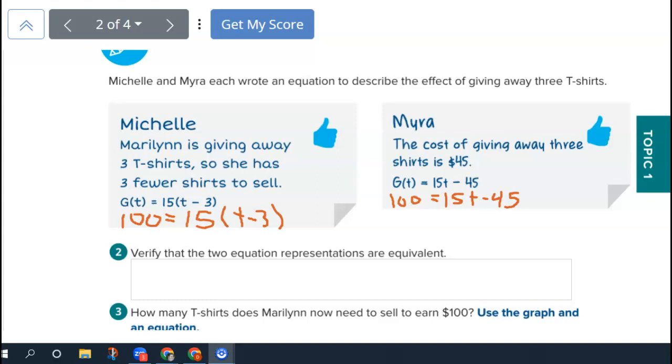So think to yourself, what's the opposite of -45? What's the opposite of -45? And I think you'll say that the answer is +45.